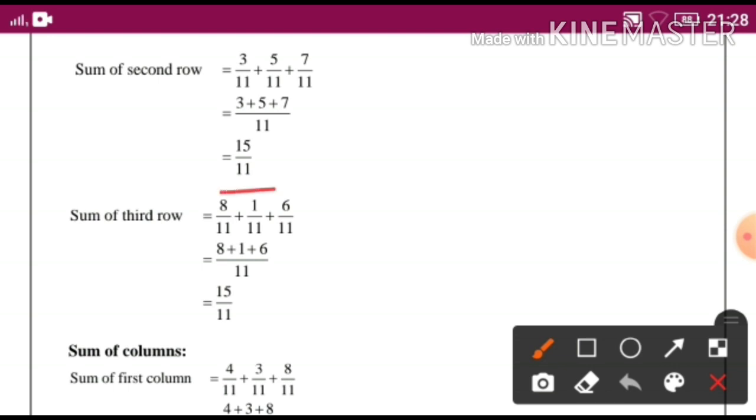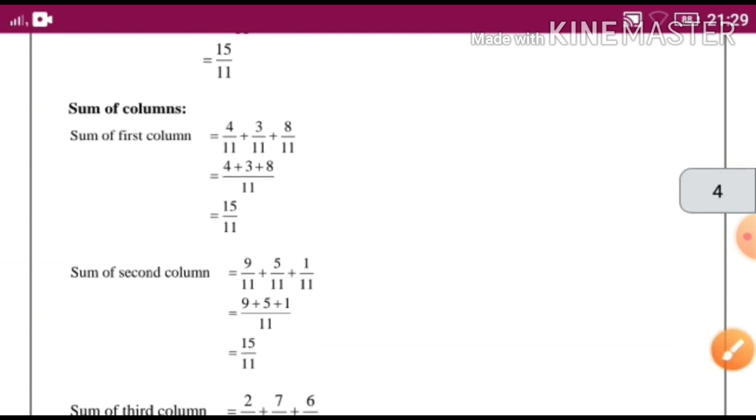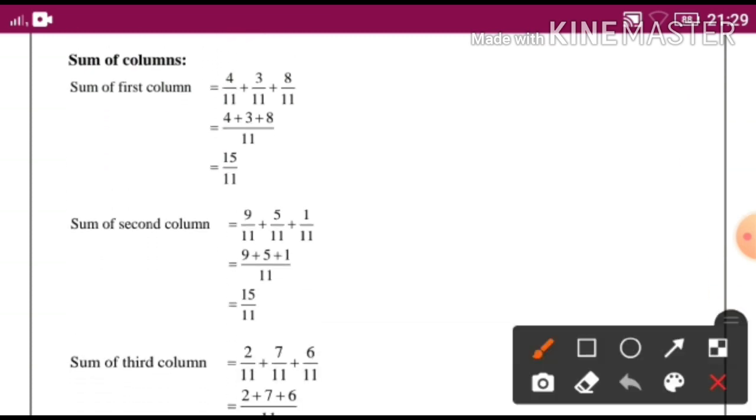Now we have to find the sum of the third row. The sum of the third row is 8 by 11 plus 1 by 11 plus 6 by 11. Let us find the sum of all these numbers and see whether they are the same or not. So we get 15 by 11. This is also the same. We have found the sum of rows. Now we'll find out the sum of columns.